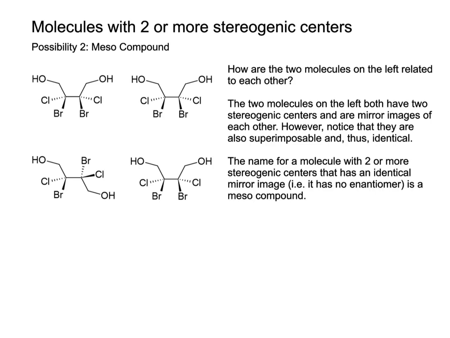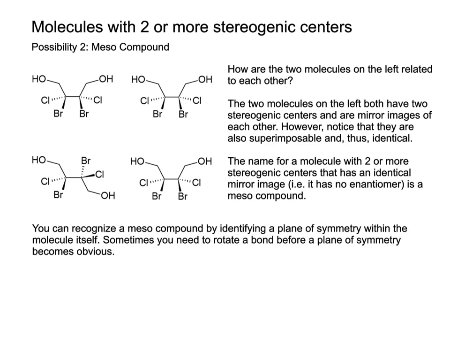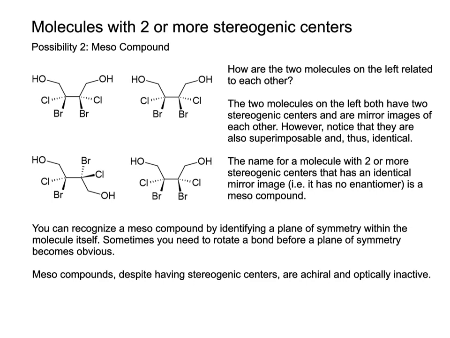Let's look at these two molecules that I've drawn. You can recognize a meso compound by identifying a plane of symmetry within the molecule itself. So with these two molecules in the bottom left, it's not immediately obvious that they are, in fact, the same molecule, and therefore it's a meso compound, because sometimes you need to rotate a bond before a plane of symmetry becomes obvious. So if you were to flip the bond 180 degrees, that's going to put the CH2OH, the Cl, and the Br in the same position as they look on the right, and therefore we have a plane of symmetry in the molecule itself. Meso compounds, despite having stereogenic centers, are achiral and optically inactive.